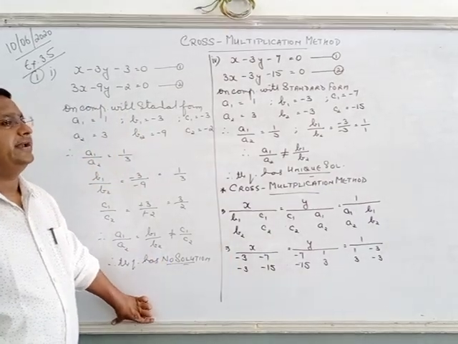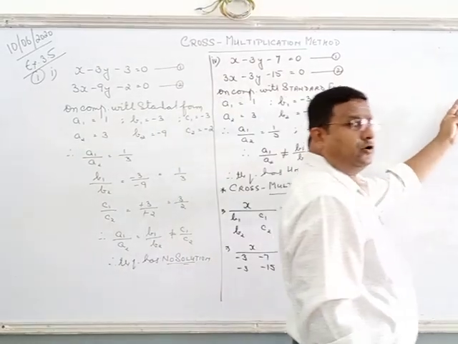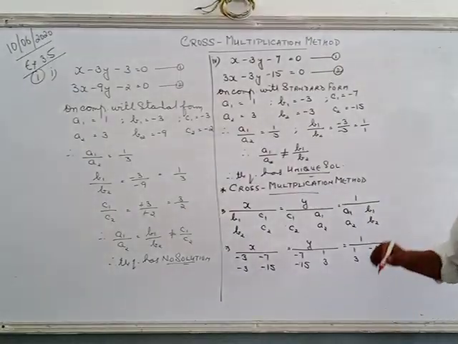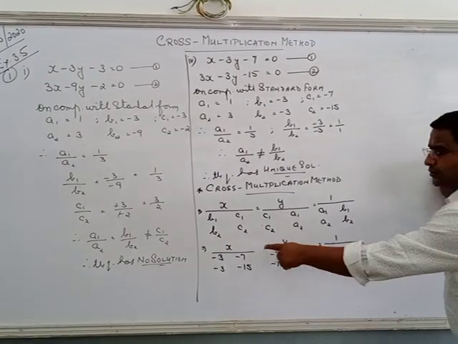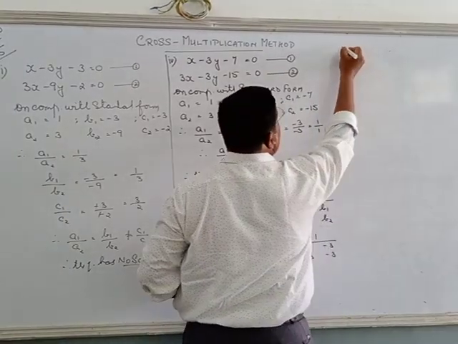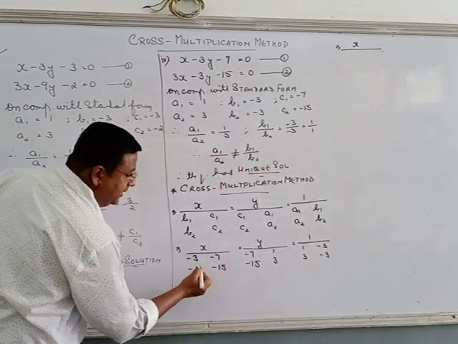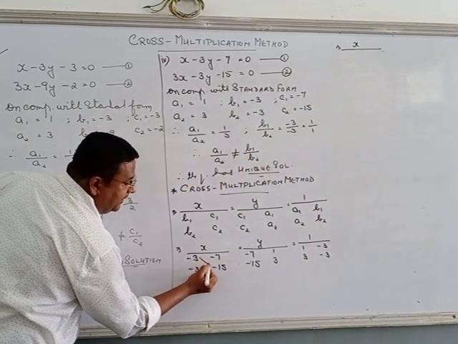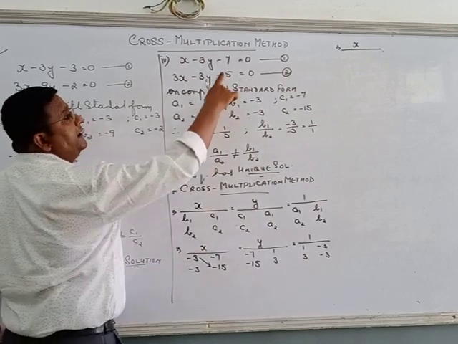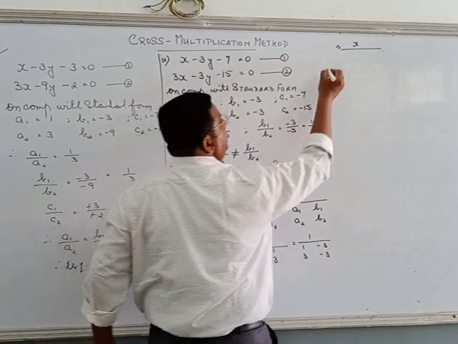Now we come down to the next step, that is the cross multiplication method. So from here we will come down to multiplication. x upon, check over here, minus 3 is multiplied to minus 15, that is cross multiplication, as the name suggests. Minus 3 into minus 15.